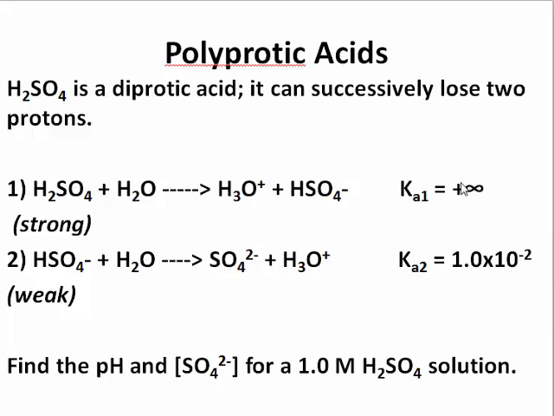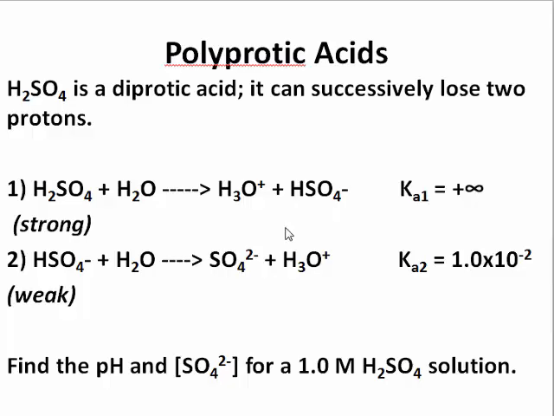You know sulfuric acid is a strong acid, so it should not surprise you that K for this first dissociation is very large. We're going to treat it as an infinite number for our purposes. In other words, we can assume this reaction goes all the way to the right.